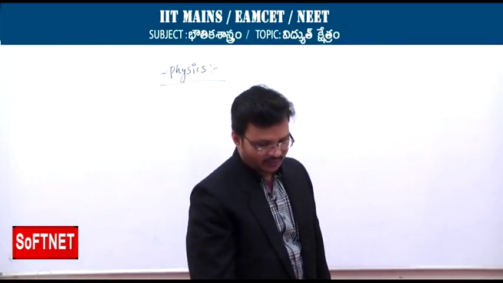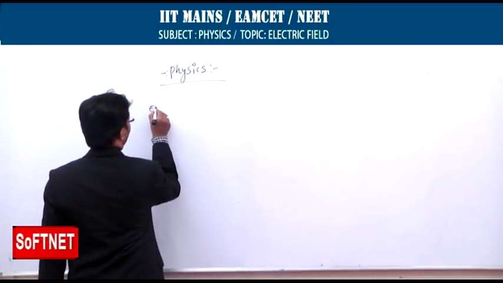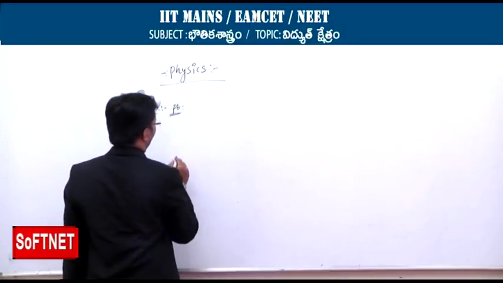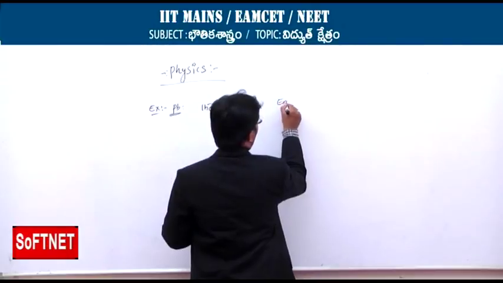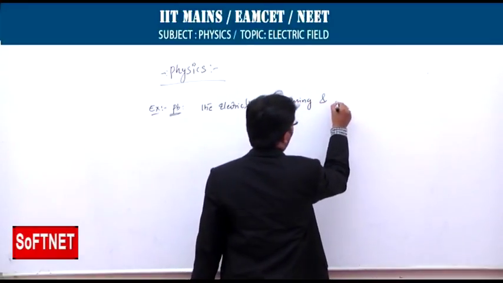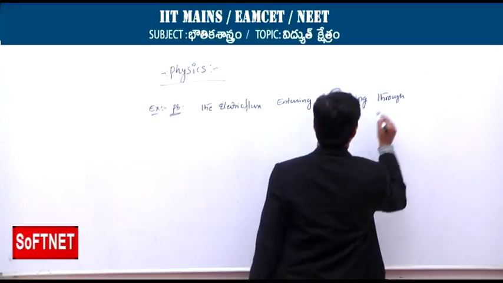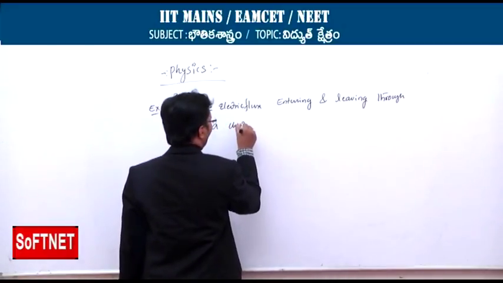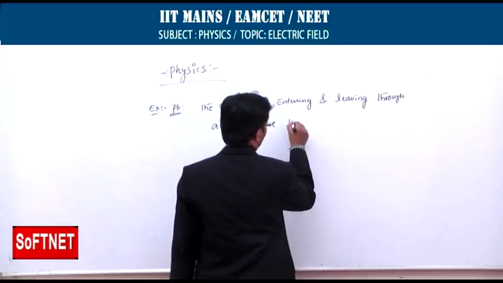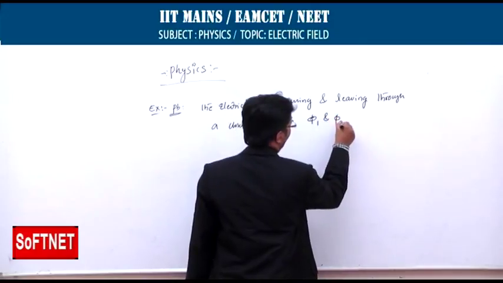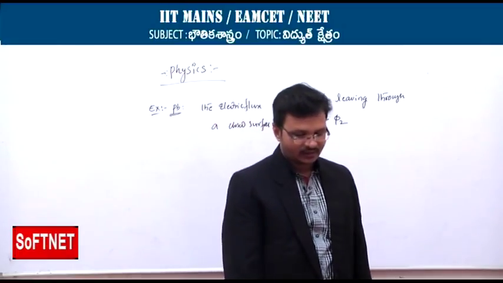Now, the next problem we discuss. Example problem: the electric flux entering and leaving a closed surface is phi 1 and phi 2.